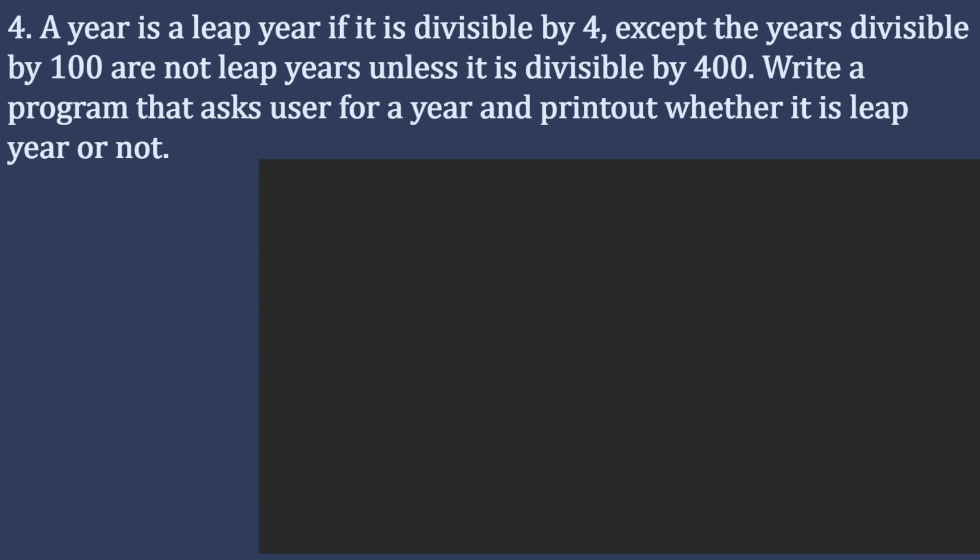A year is a leap year if it is divisible by 4, except the years divisible by 100 are not leap years, unless it is divisible by 400. Now write a program that asks the user for a year and prints out whether it is a leap year or not.